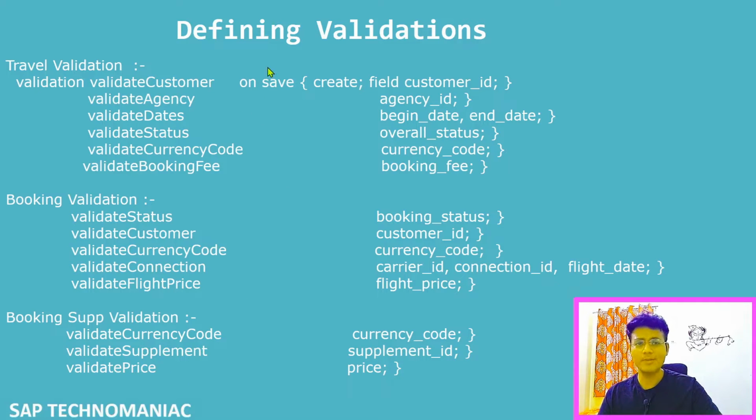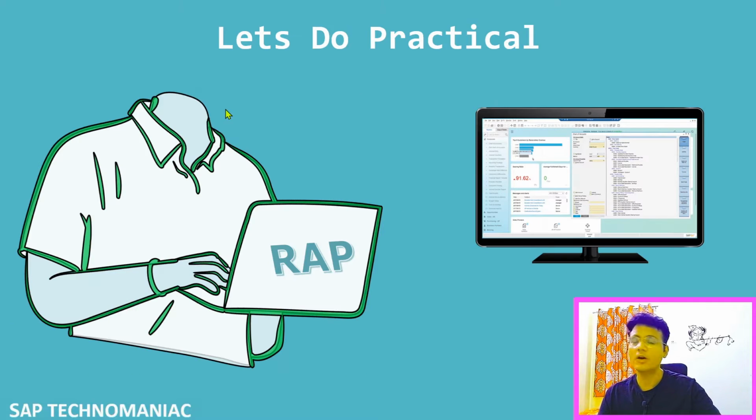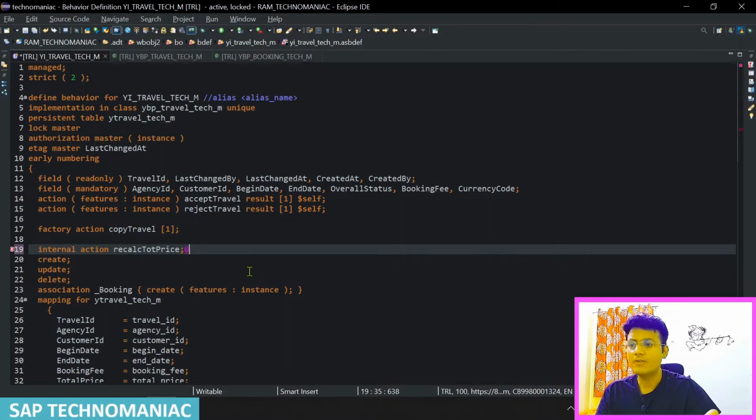I am not going to implement each and everything. I will write the code and give it to you guys, but some of the methods we will implement and see how validation works. So without wasting time, let's jump into the system. We will do the validation for some of the fields which we have defined. We will implement our first validation, called the customer validation.